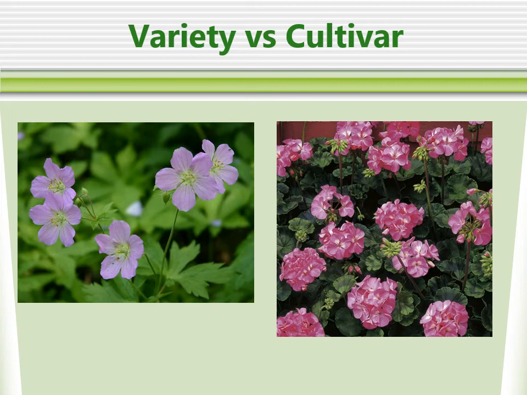Here's sort of a classic example of a variety and a cultivar, although I'm going to get into this, not exactly the same. But anyways, on the left is a wild geranium. These grow in Ontario. You see them on the Bruce Trail everywhere. So on the left is a wild geranium. On the right is a cultivar geranium.